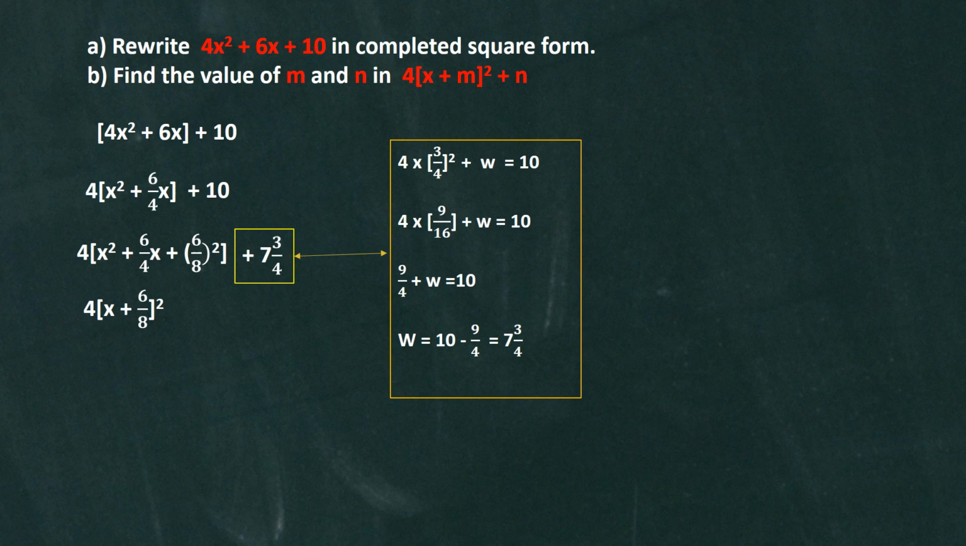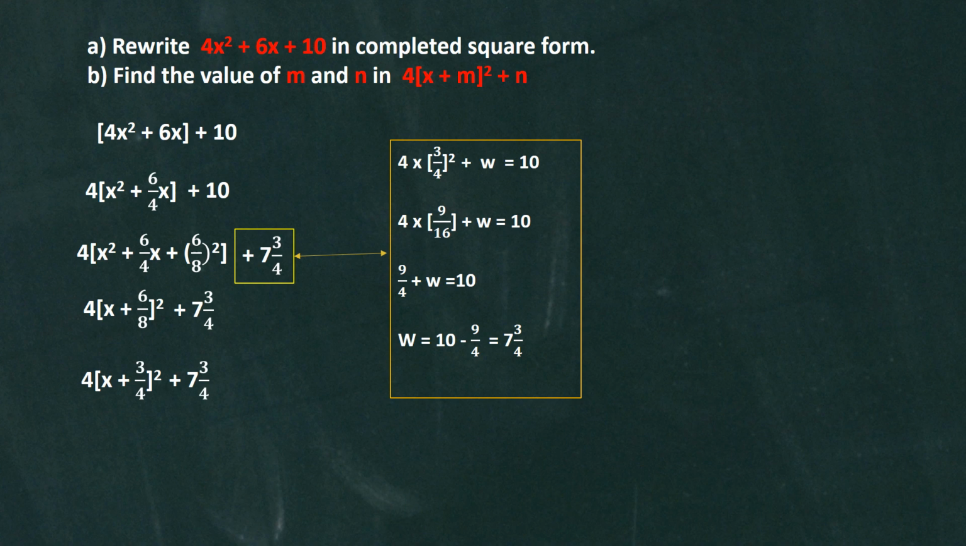Now back to the question, we do have that term inside the brackets, which is actually a perfect square. We can express it in the form a plus b squared, and that becomes x plus 6/8 squared multiplied by 4 plus the 7 and 3/4 that we found on the side. Clearly, that term has already been expressed in the completed square form. We can only do simple simplifications, 6/8 to become 3/4, and that gives us our final answer.